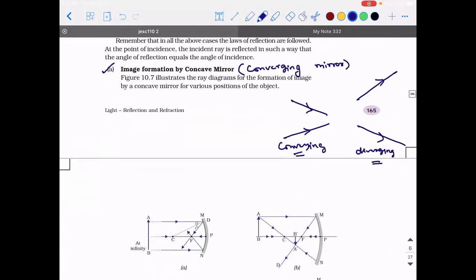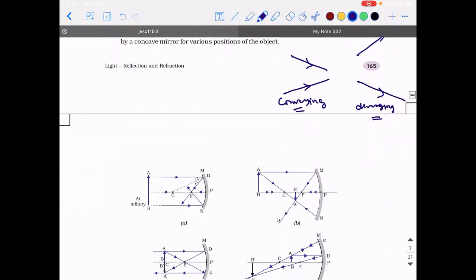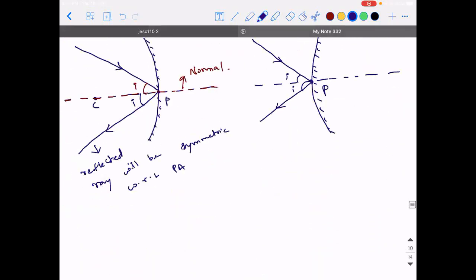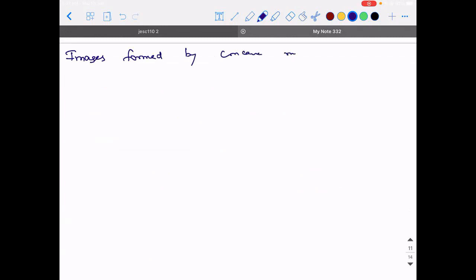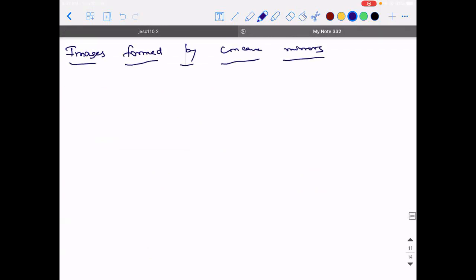Now what we are going to see is the different locations at which the object is going to be placed and the places where the image is going to be formed. Okay. Now listen to this carefully. Write down the heading as images formed by concave mirrors.